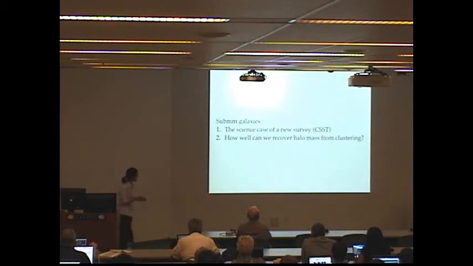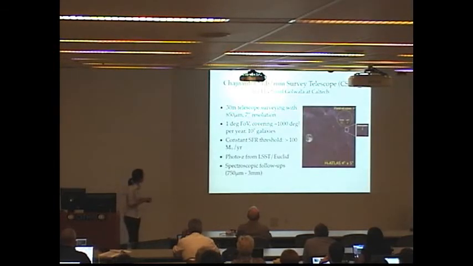And in the final part of my talk, I'll be talking about submillimeter galaxies and the science case of a new survey, why we need a new survey for submillimeter galaxies, and also how well we can recover halo mass from clustering to get the star formation rate as a function of halo mass. This survey is called the Cornell Caltech Submillimeter Survey Telescope, or CSST. It's led by Sunil Golwala at Caltech.